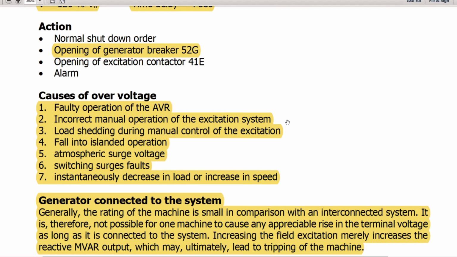Or in island operation, meaning our plant has been separated from the grid system, the voltage at our plant will go beyond the limit immediately if our generator does not control these things. Sometimes atmospheric surge voltage, maybe from clouds or during the rainy season, may occur on the transmission line due to atmospheric current in the clouds, or switching surge fault, or instantaneous decrease in load or increase in speed.